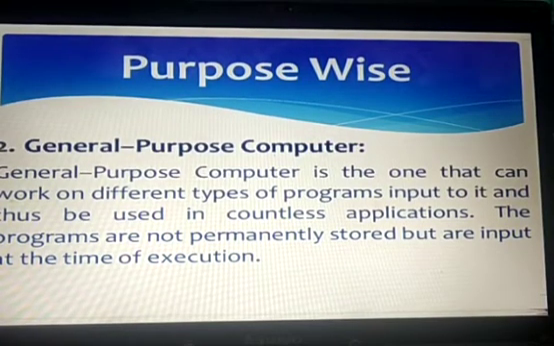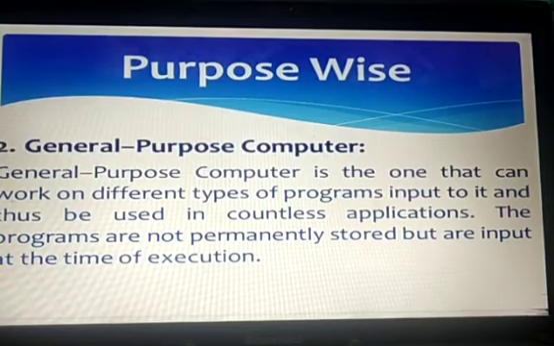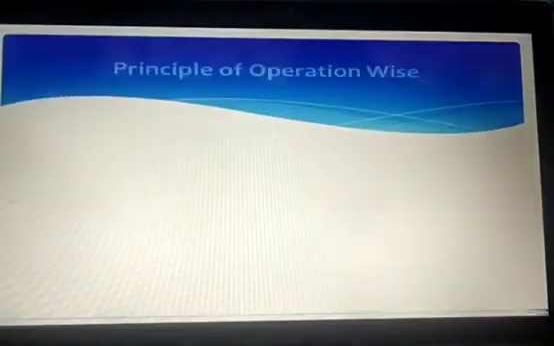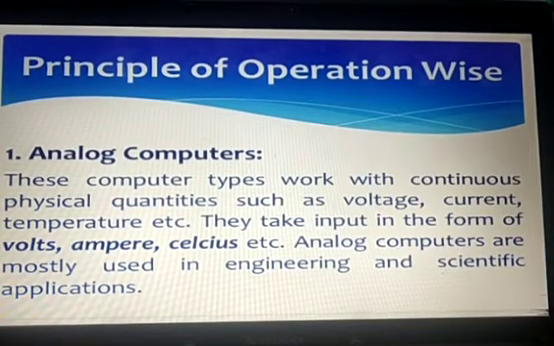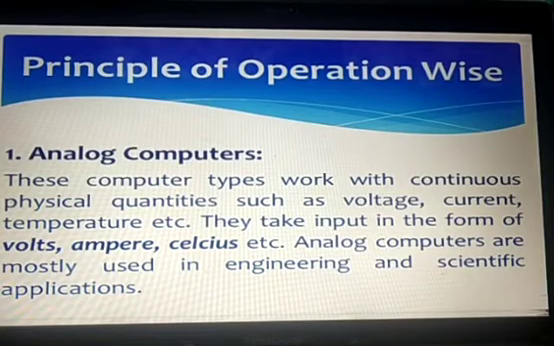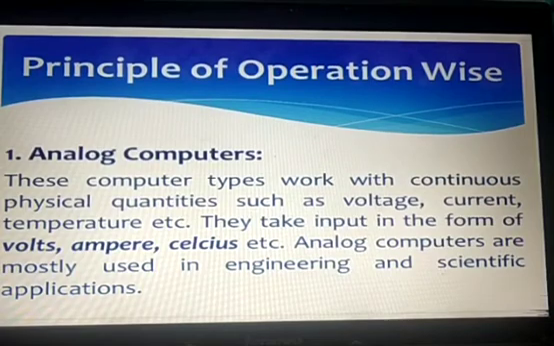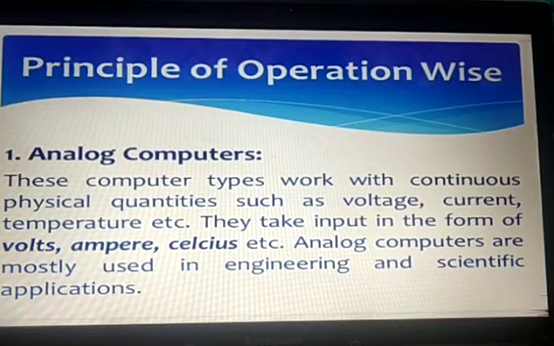According to principle-of-operation-wise, computers can be categorized into three categories: analog computer, digital computer, and hybrid computer. So let's discuss analog computers first. These computers work with continuous physical quantities such as voltage, current, temperature, etc. That is, they take input in the form of volts, amperes, Celsius, etc. But their accuracy is poor as compared to their digital counterparts. Analog computers are mostly used in engineering and scientific applications. An electronic weighing scale is an example of an analog computer.